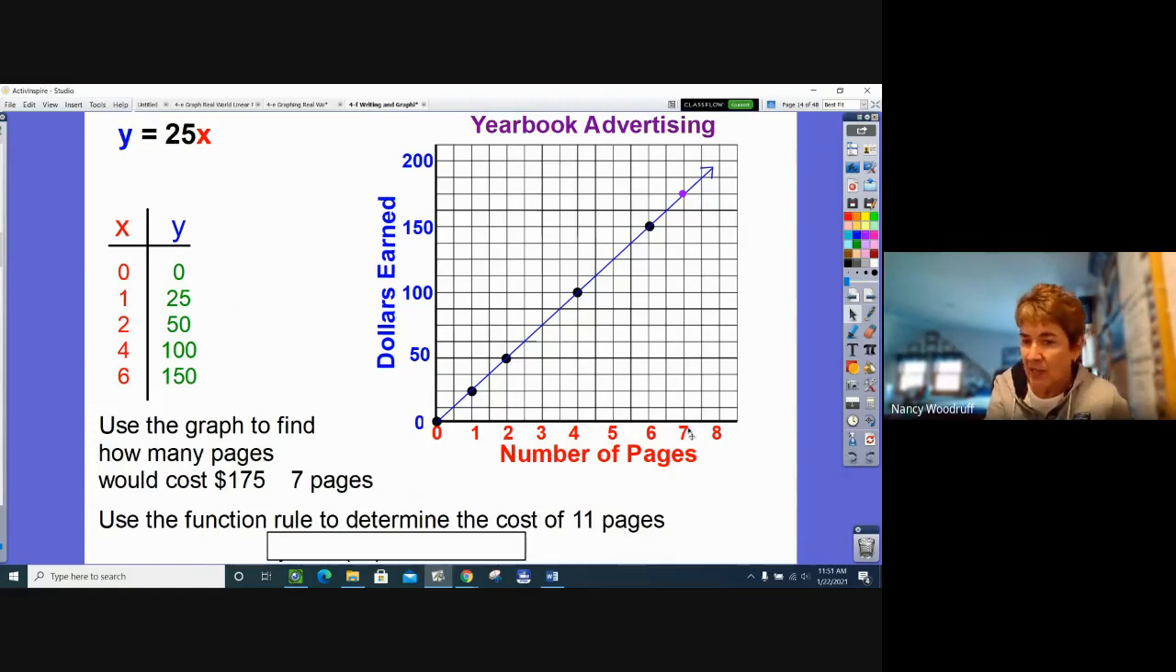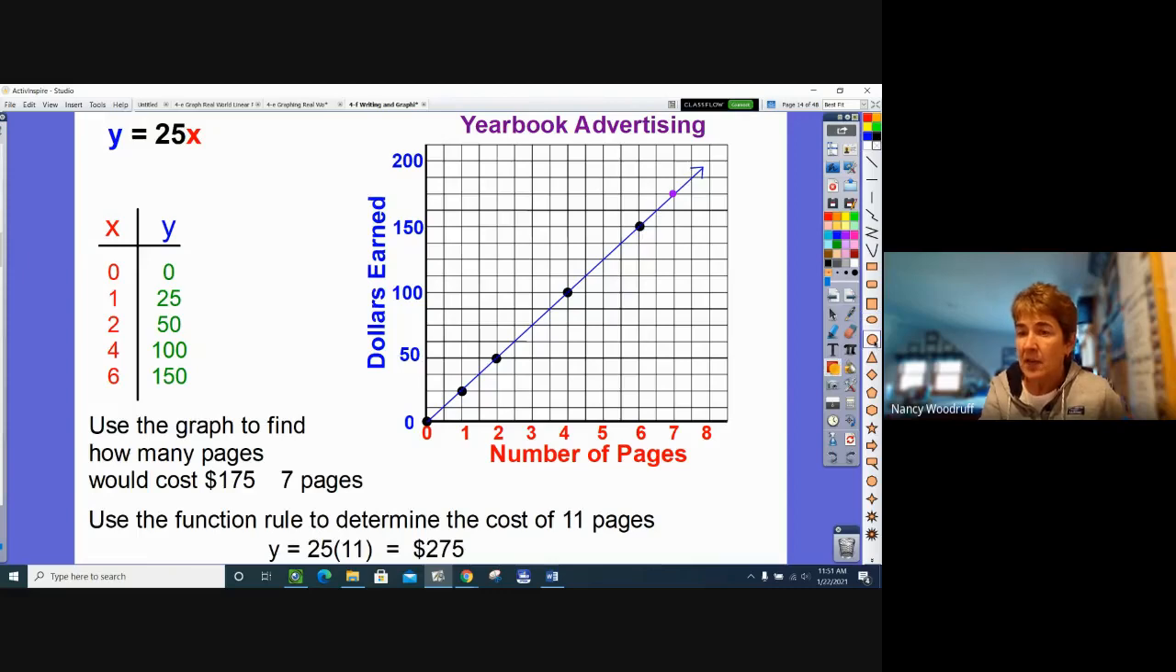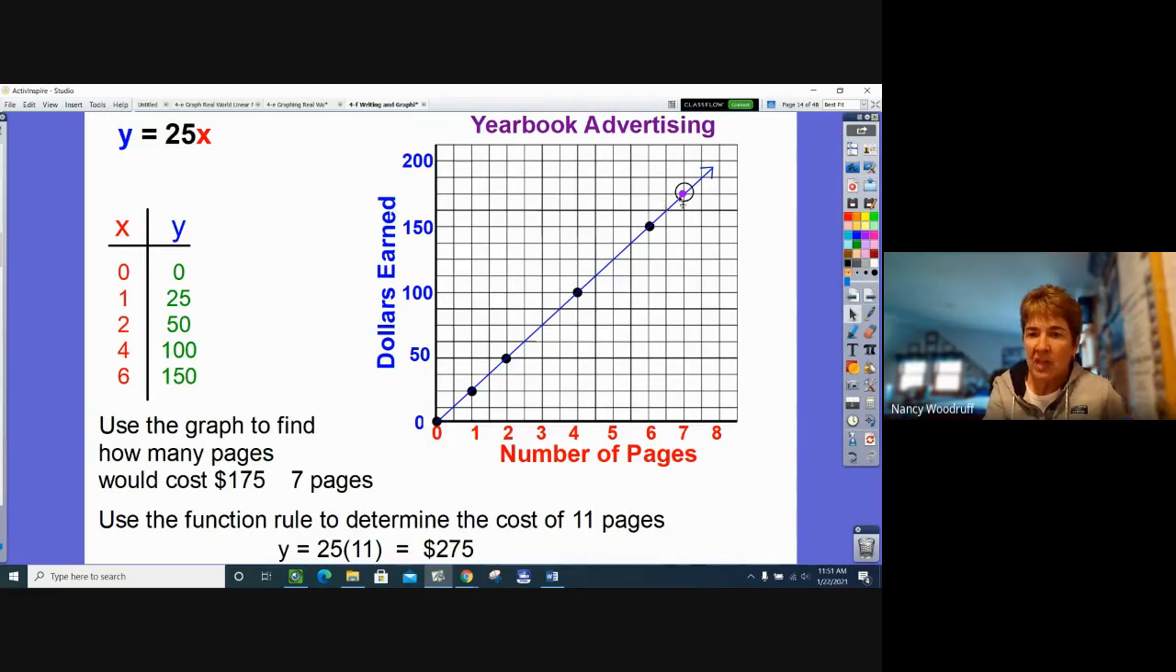Notice my graph doesn't go out to 11, so I can't use the graph, but I could go back and make 11 my input and take 25 times 11, and that would be another way to make a prediction. In that case, it would be $275. So if you are using the graph, what's even better than just sticking the dot there is you could make a ring where the point is on the line and show me that that's where you're making the prediction for the 175. That was the 7 pages. But if your question is off the graph, that's where the function rule comes in.